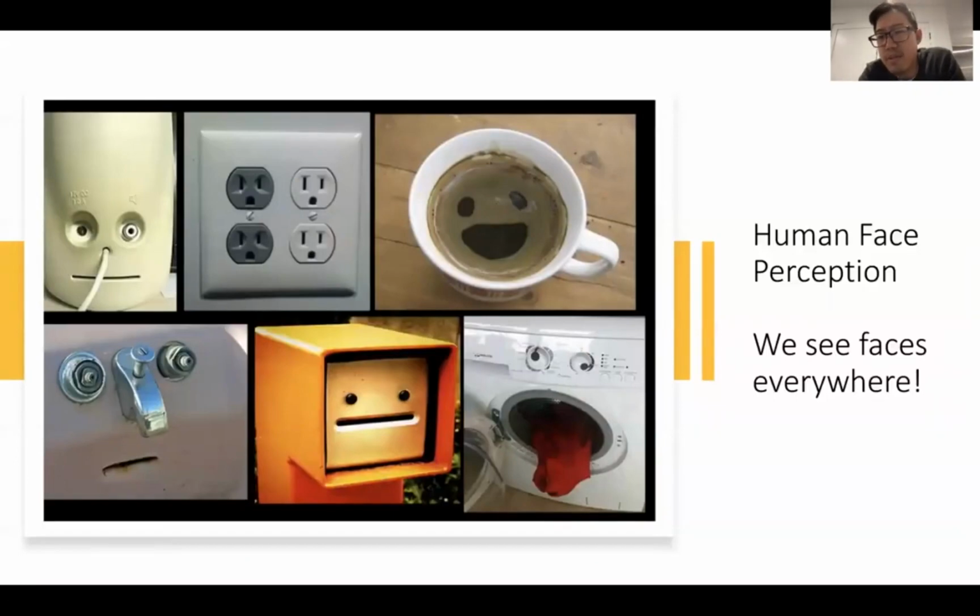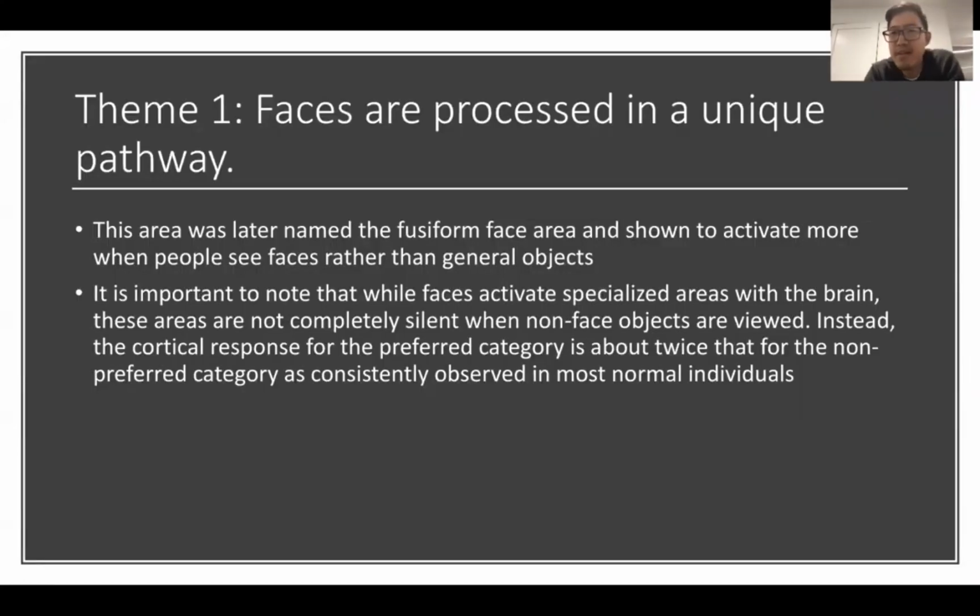Now, in human perception, we almost have the opposite effect, right? We actually see faces everywhere, even where there aren't faces. And so the basic idea of our work was, can we take some ideas, some overarching themes from neuroscience and apply them to machine learning models to better increase their performance and robustness? So the first theme that we looked at, and this is the main theme, was that faces and actually different types of input stimuli are processed in unique pathways.